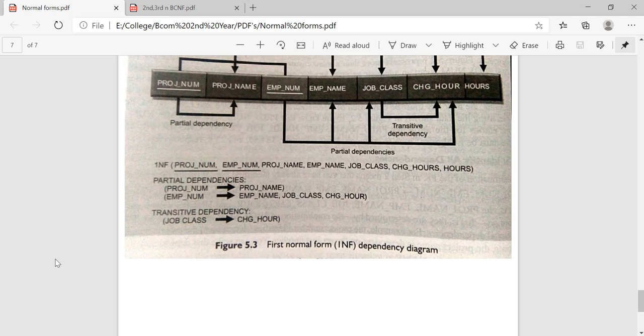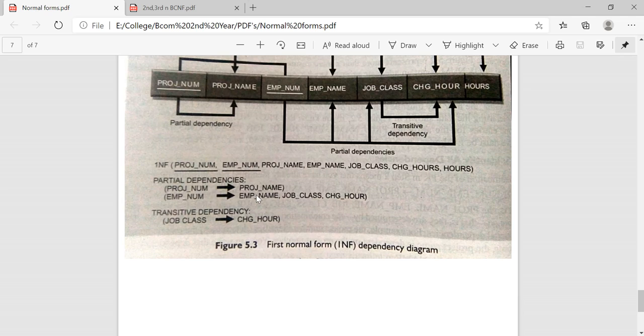Next, partial dependencies. What are partial dependencies? Project name can be identified only with the help of project number. So no need of employee number to identify what the project name is. So there exists a partial dependency. We are treating the combination of these two as a key, but project name is dependent only on a part of this key, right? Only a part of this key. So that is giving rise to partial dependency.